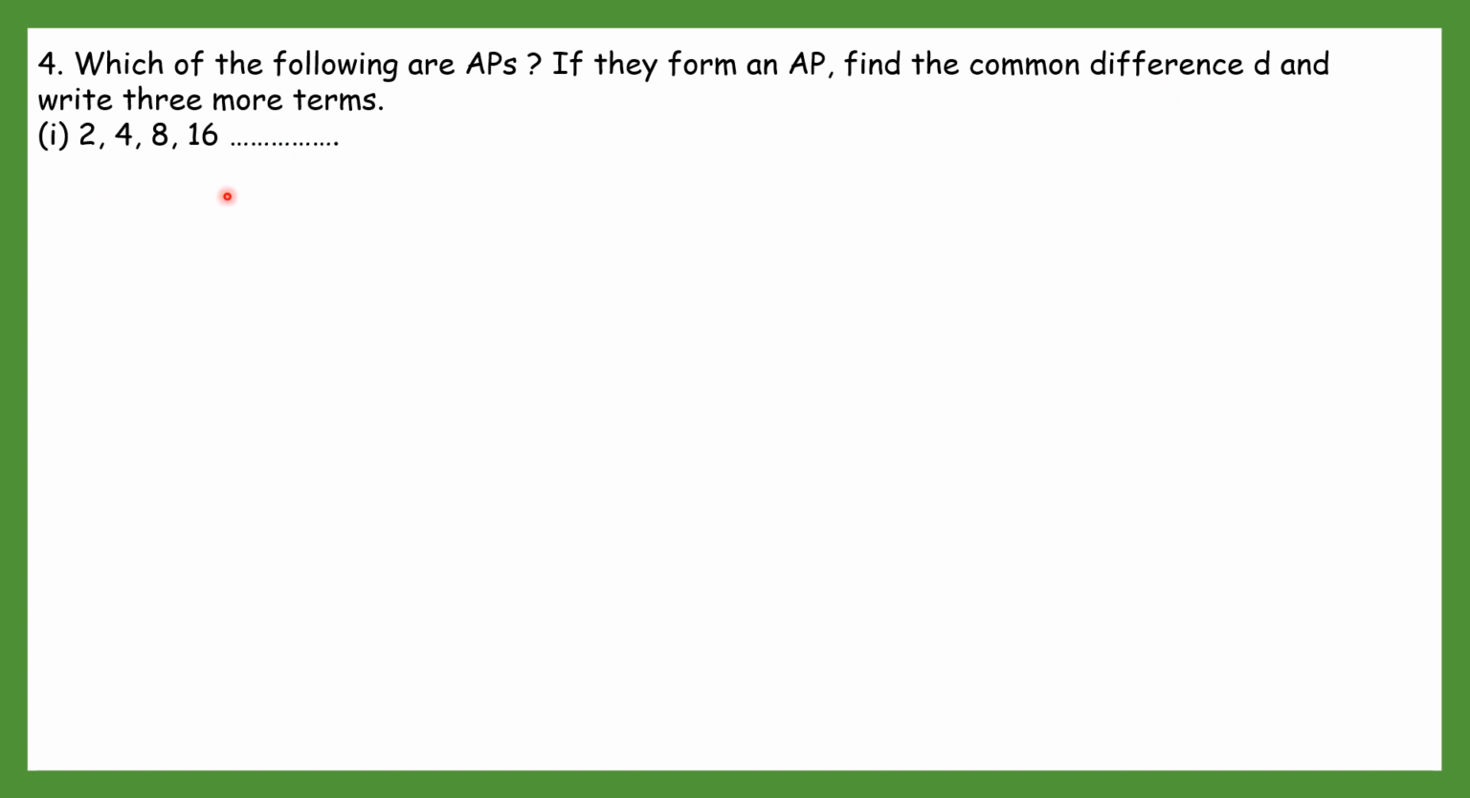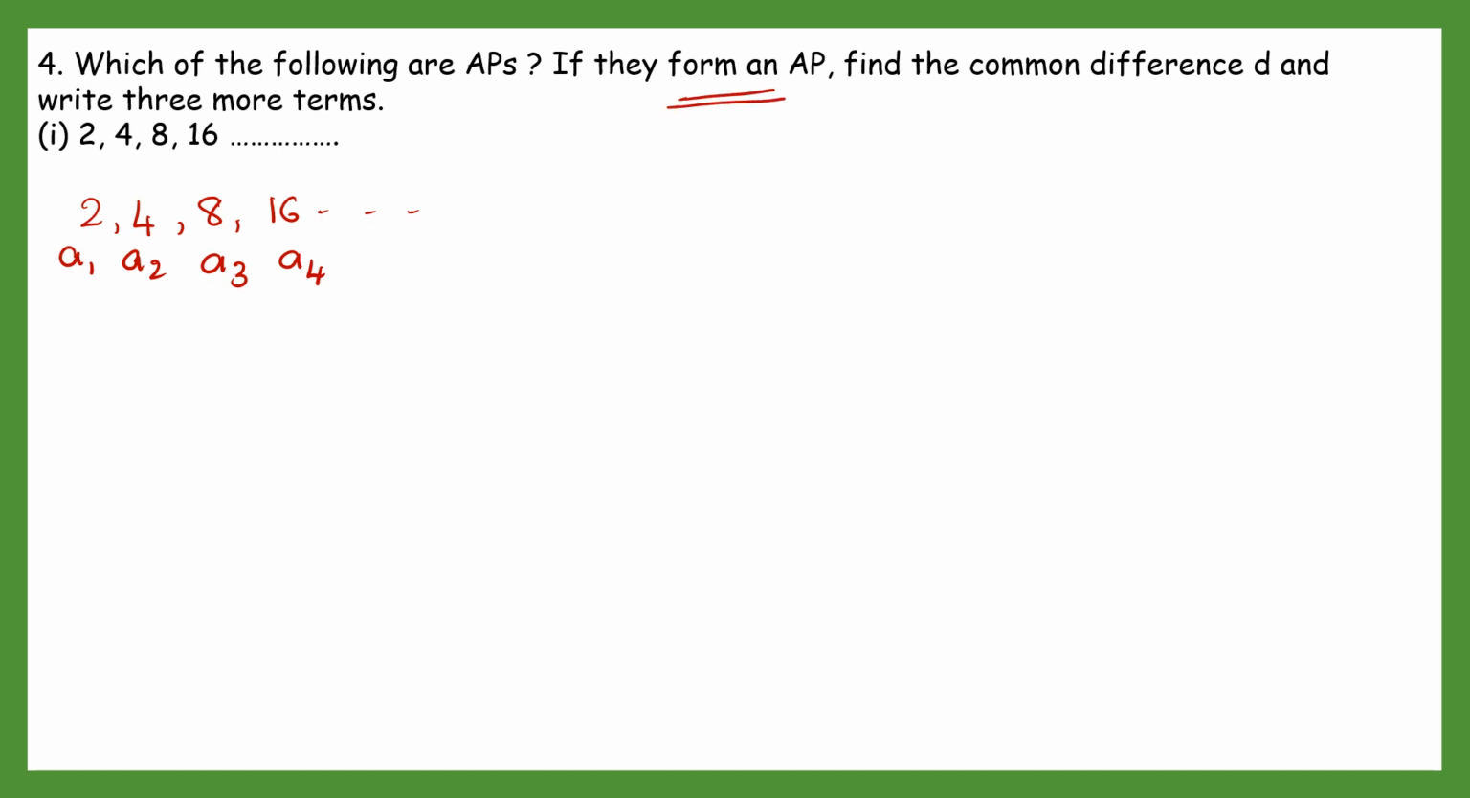They have few terms. Here 2, 4, 8, 16 are the terms given. We should first check if this list forms an arithmetic progression. Let's check. So 2, 4, 8, 16 and so on. This is the first term A1, second term A2, A3, and A4 is the fourth term. First we should check whether it forms an arithmetic progression or not.